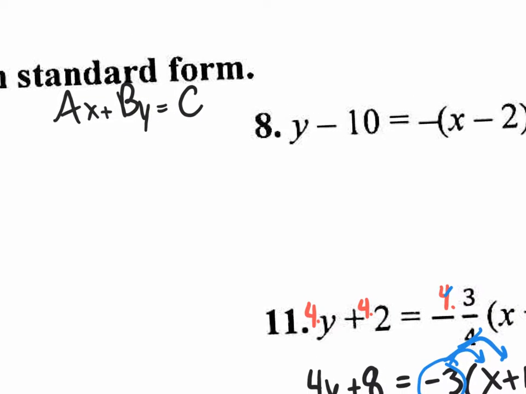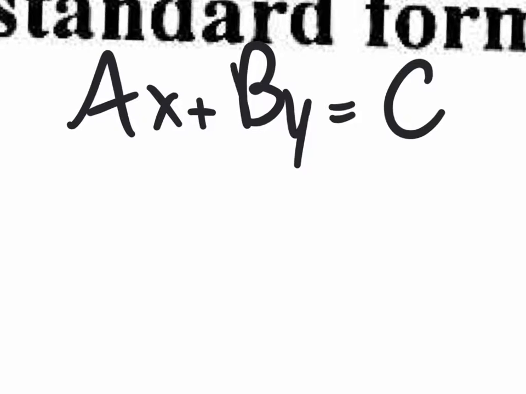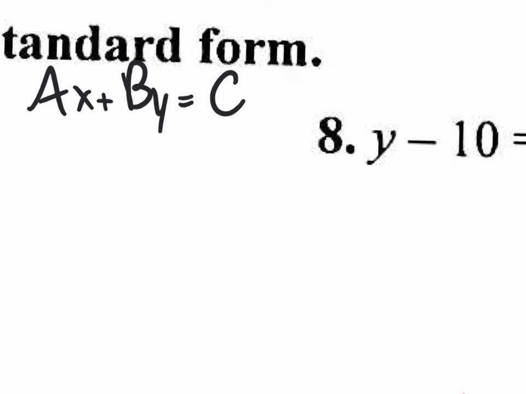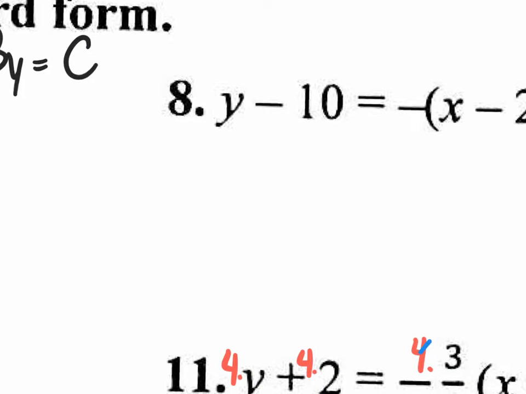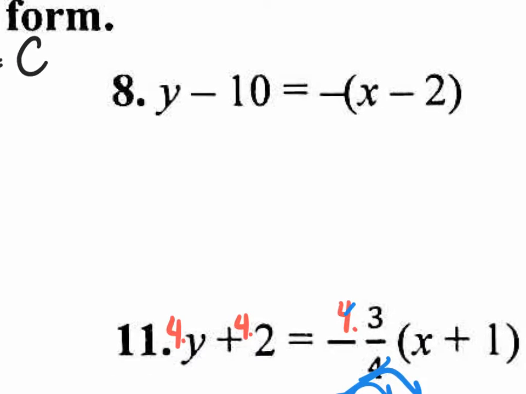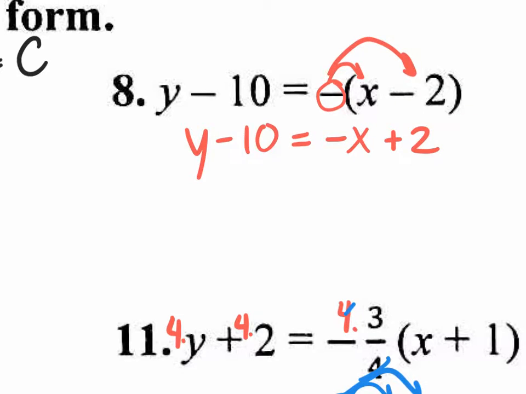Is that right? And standard form does not have fractions or decimals, and it definitely does not have parentheses. Okay? Why did you multiply -1 with -2? So yeah, to get rid of the parentheses, you're going to have to distribute the negative sign, distribute the -1. So yeah, multiply -1 times x, that's -x, -1 times -2, that's +2. And of course, bring down the equals and the y minus 10.